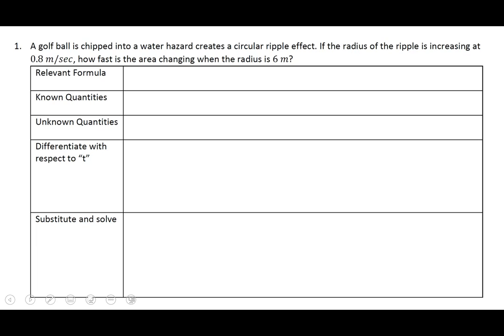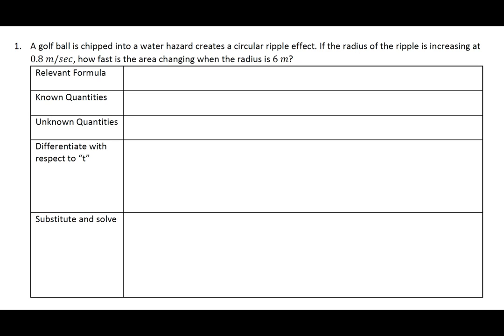So here in number 1, a golf ball is chipped into a water hazard that creates a circular ripple effect. If the radius of the ripple is increasing at 0.8 meters per second, how fast is the area changing when the radius is exactly 6 meters? First of all, I know that the font is a little bit small, but hopefully you should all have your very own copy, so it should be relatively easy for you to follow along.